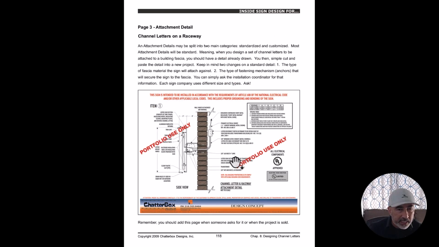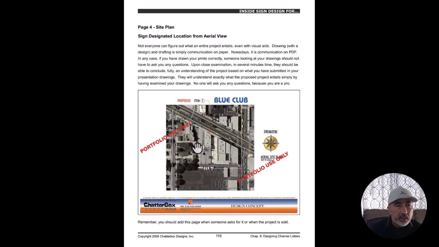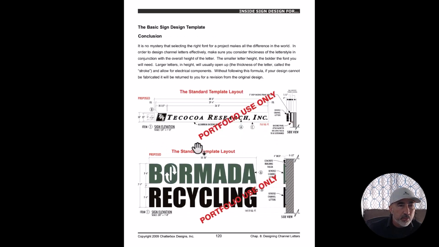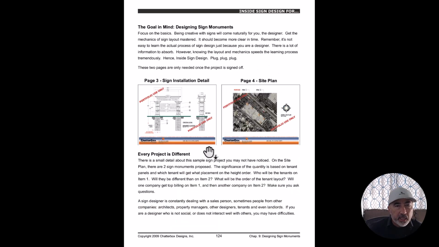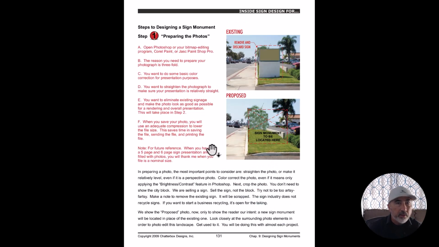This is a more detailed one. Let's see here. So it just breaks down everything. Chapter 9 talks about monuments. So again, you'll get to right here, page 131. This is where it steps through designing a sign monument. So anytime you see those little red circles, that's where it begins to break down how to do it.